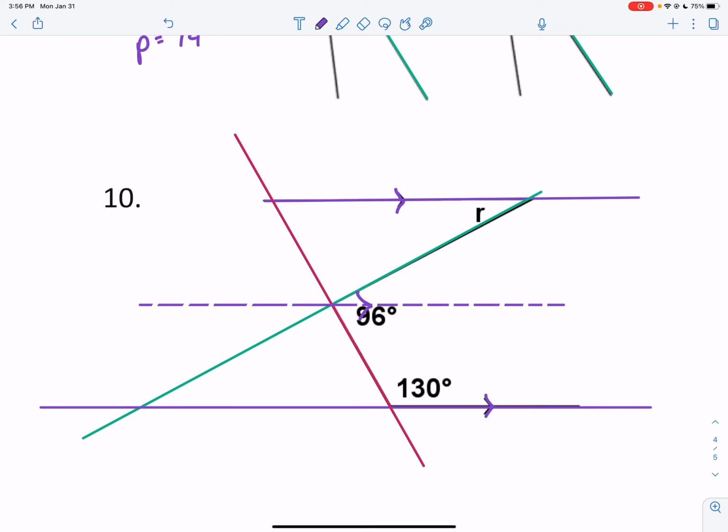So those three purple lines are all parallel to one another. So what's cool about this is that this part right here, these are alternate interior angles. So R is the same. So that's also R right there. That may or may not help us. We're going to find out.